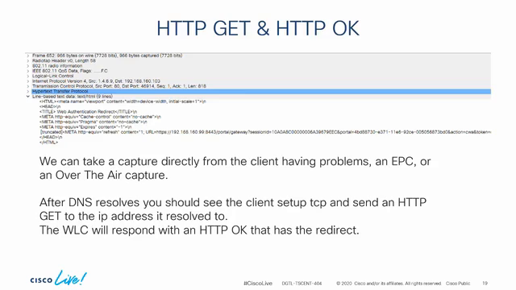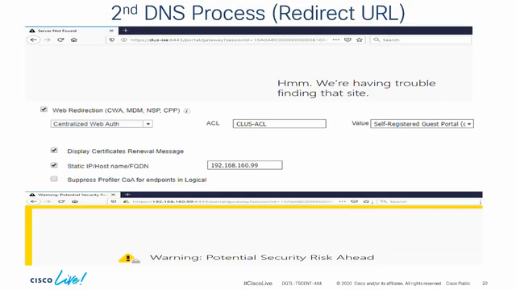From the client side, you don't need to do an OTA. You can capture directly on the client NIC, and on the controller side, you can just take an EPC. If the client doesn't send the GET or doesn't accept the redirect, we need to collect logs from the client to find out why.